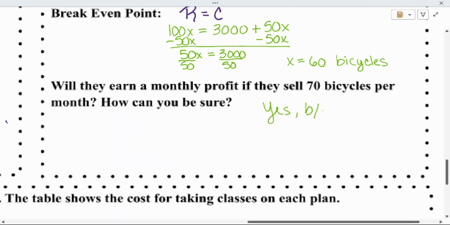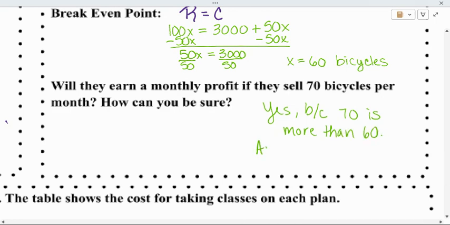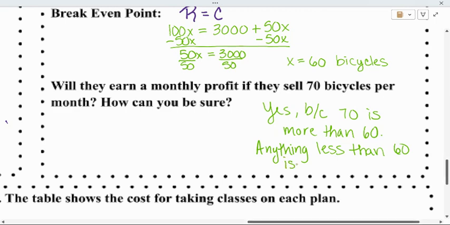Yes, because 70 is more than 60. Anything under 60 is going to make a what? Is it going to give us a profit or a deficit? Deficit. Anything less than 60 is a deficit. And a deficit just means that you're in the hole. You're not making money, right? Anything less than 60 is a deficit.